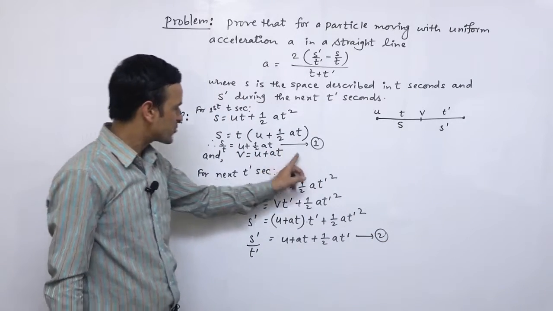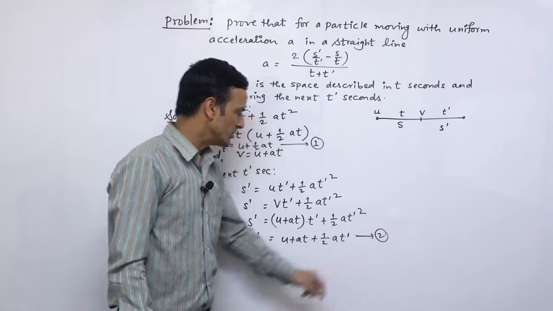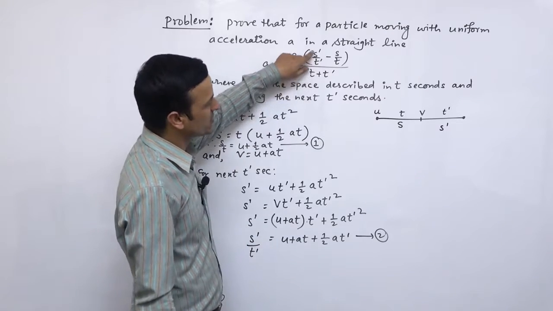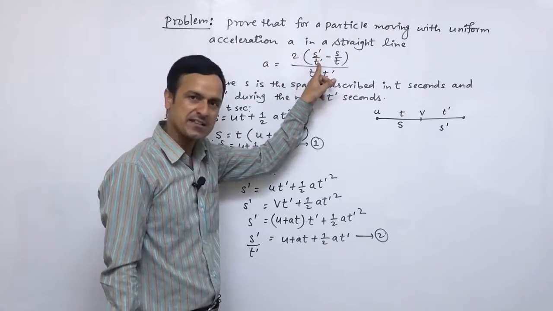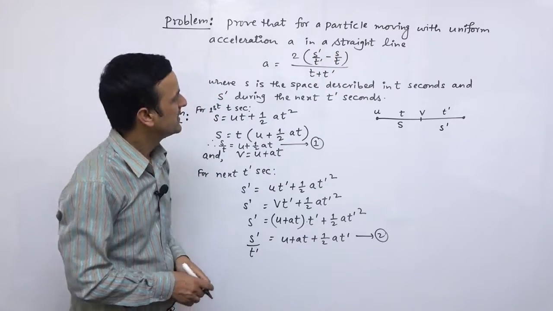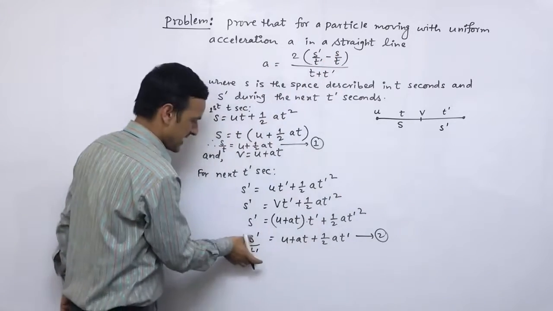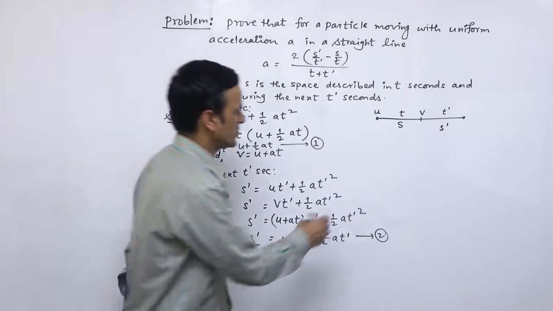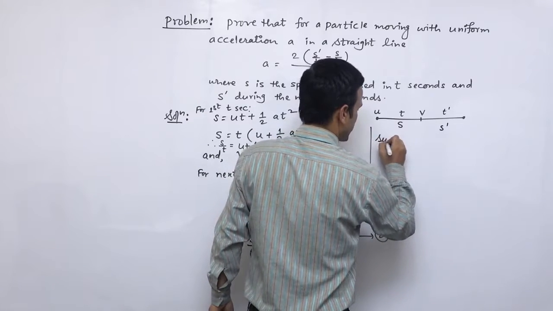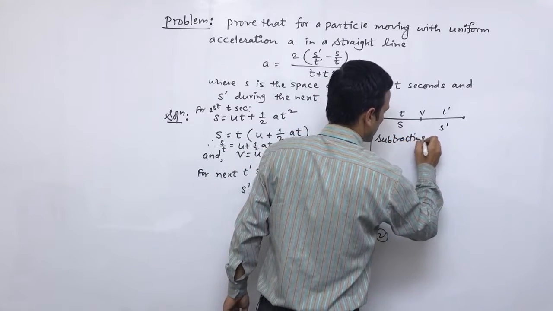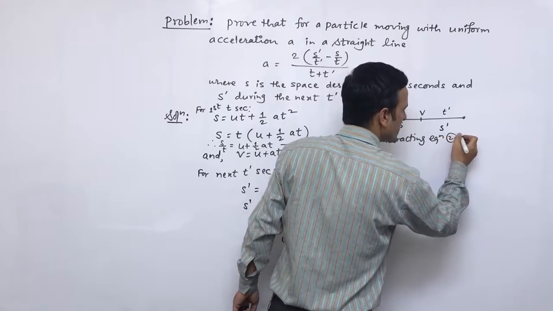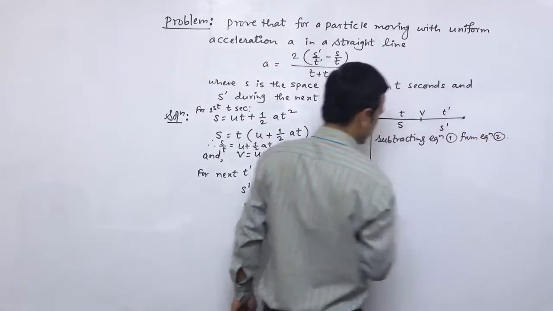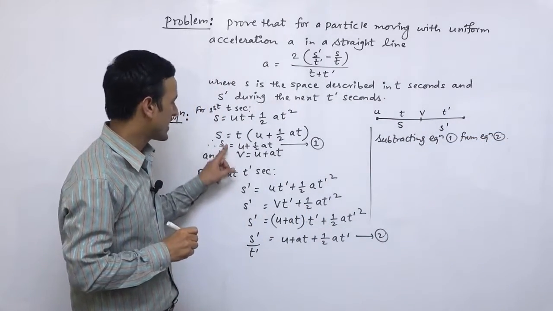And now hence we get equation 1 and equation 2. Now we can subtract this equation and this equation, because our target is s dash divided by t dash minus s upon t. Since it is a subtraction, we have to do this minus this, and in this way we can solve it. Now subtracting equation 1 from equation 2.